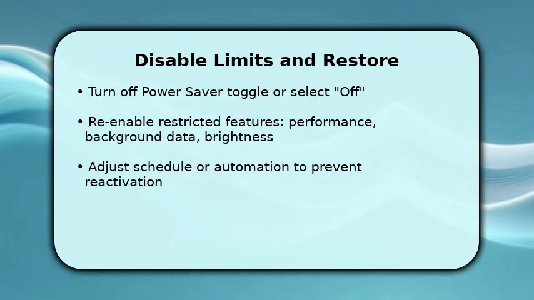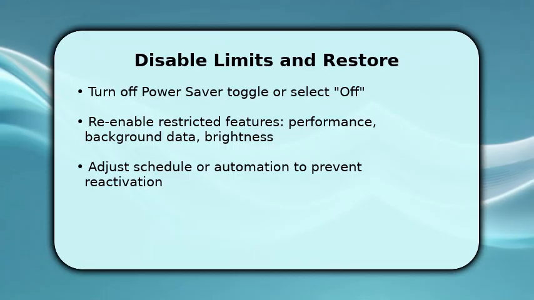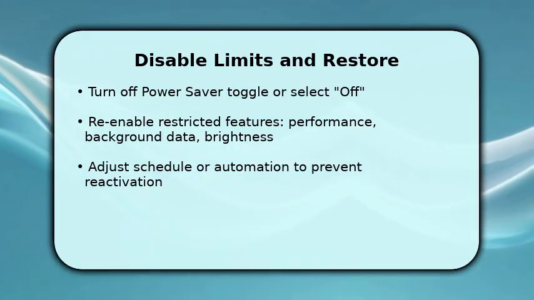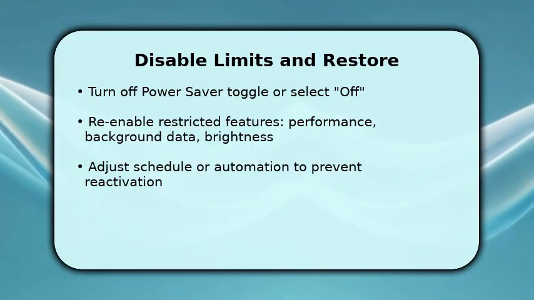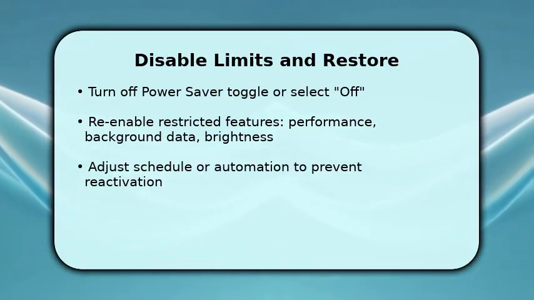Once done, confirm performance by opening a normal app. It should load faster. If you use automation rules, edit or delete the schedule so the mode won't restart unexpectedly. Finish by verifying settings are applied. Close and reopen an app or restart the device to force the system to apply changes.